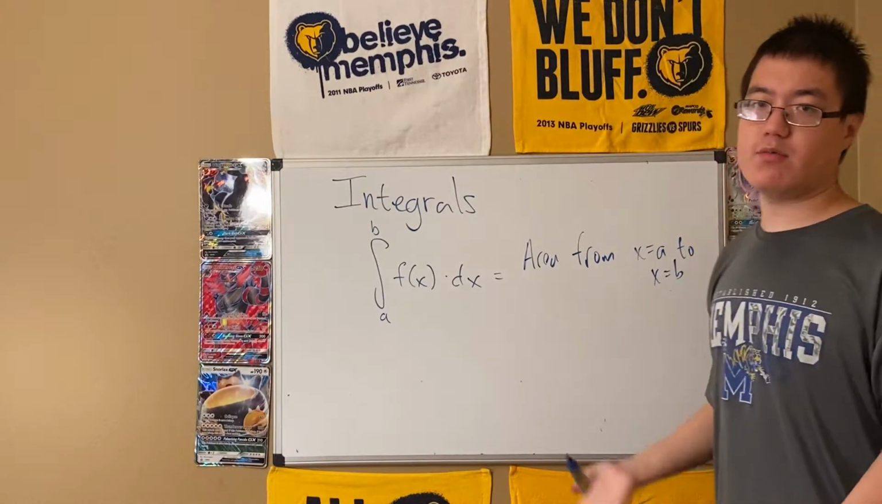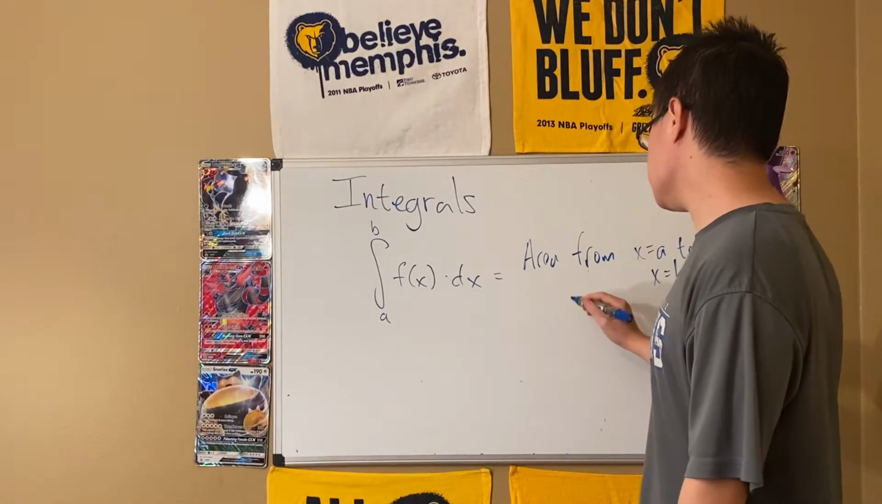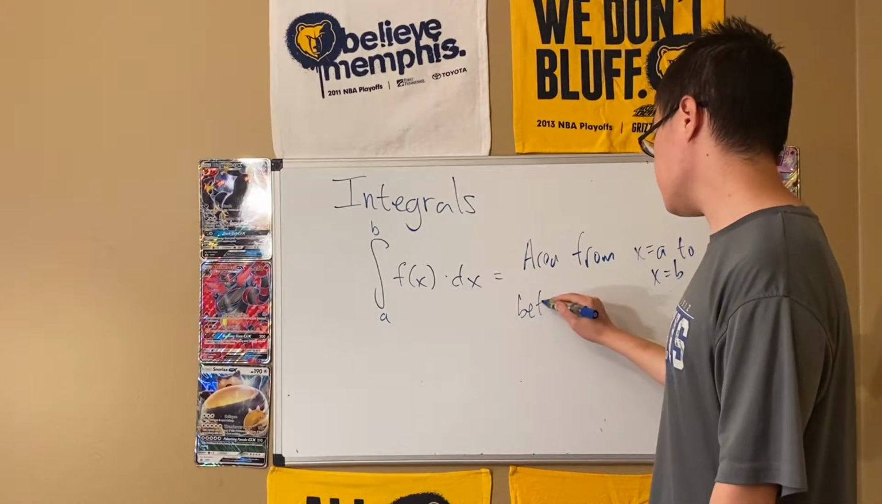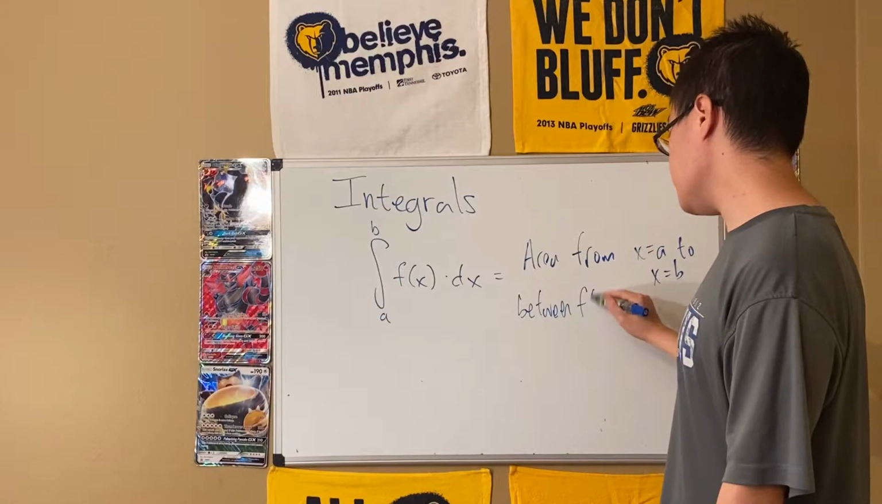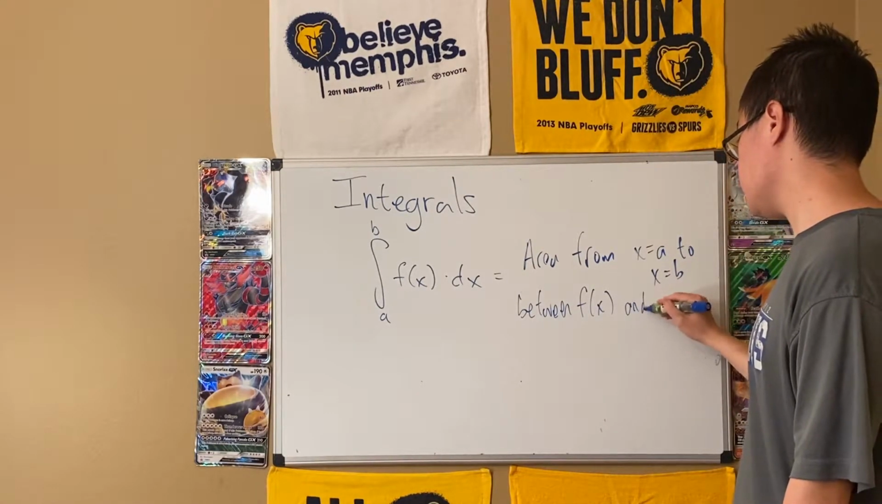And what area do we want? We want the area between f of x and the x-axis. So it's the area between f of x, the function, the graph of the function, and the x-axis.